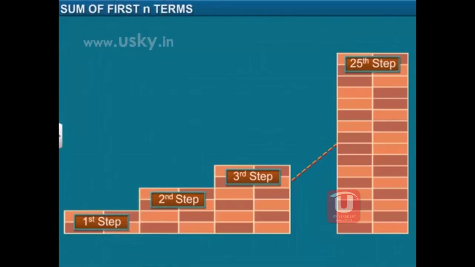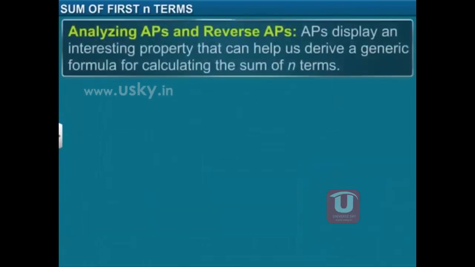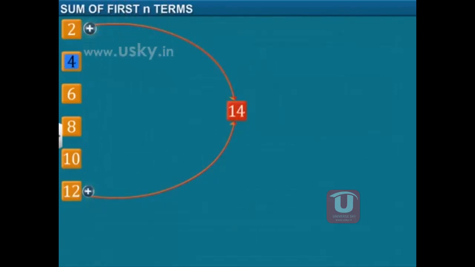for the staircase? APs display an interesting property that can help us derive a generic formula for calculating the sum of n terms. Take an example of a sequence of numbers 2, 4, 6, 8, 10 and 12. If you add the first term 2 to the last term 12 in the sequence, the sum of the 2 terms equals 14. Similarly, if you add the second term to the 5th term and the third term to the 4th term, you get 4 plus 10 equals 14.